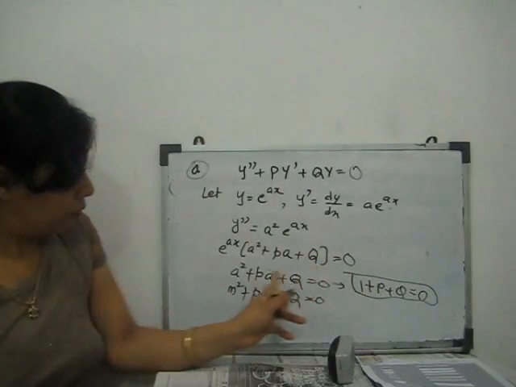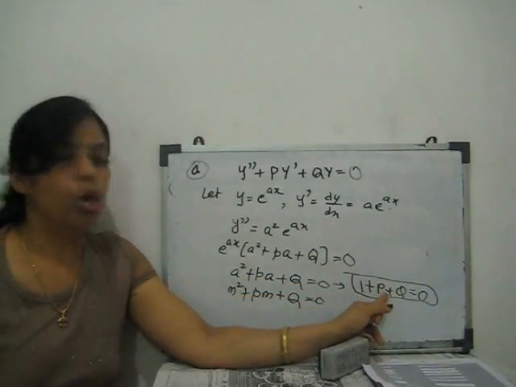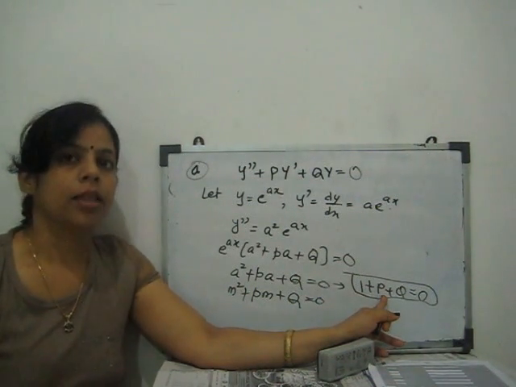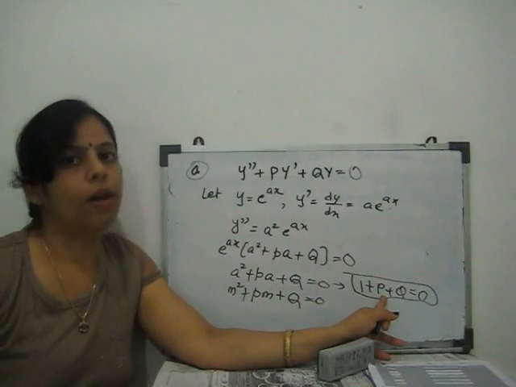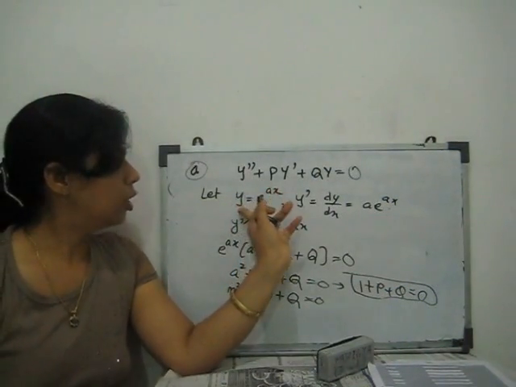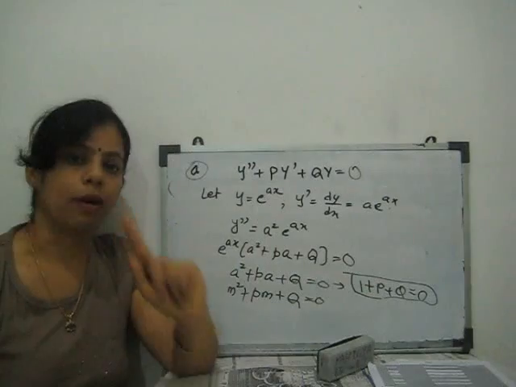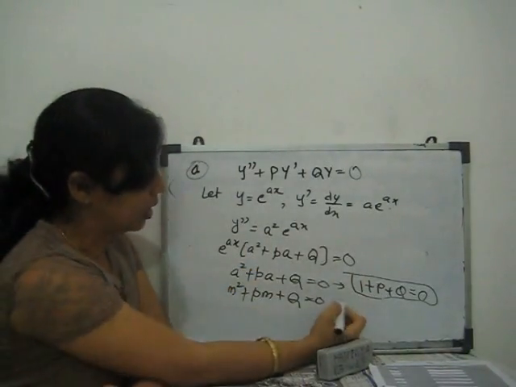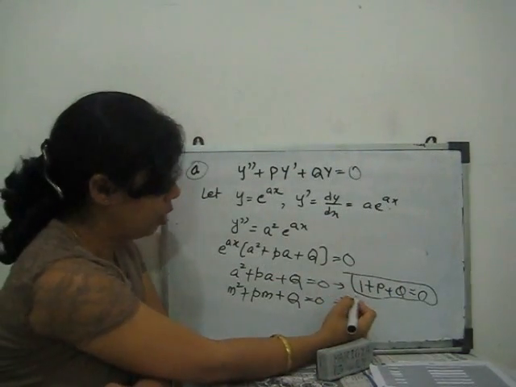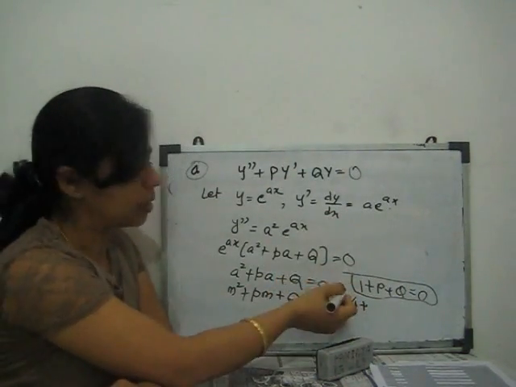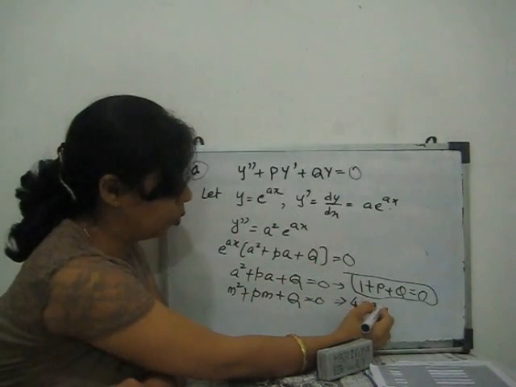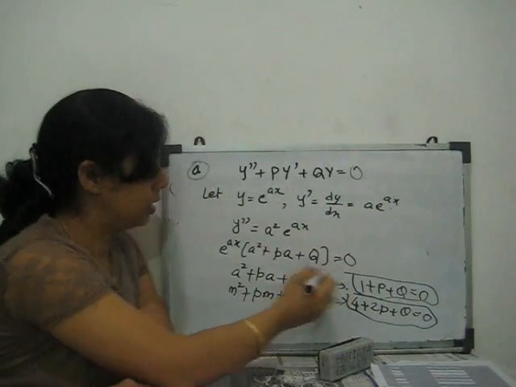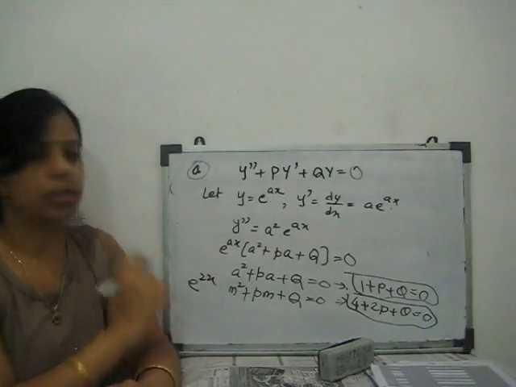Clear? 1 plus P plus Q equal to 0. So if this equation satisfies any given second order linear equation, then we can say our u, one part of the complementary function, is e to the power 1x, e to the power x. If a is 2, then e to the power 2x, and the equation is going to be 4 plus 2p plus q equal to 0.